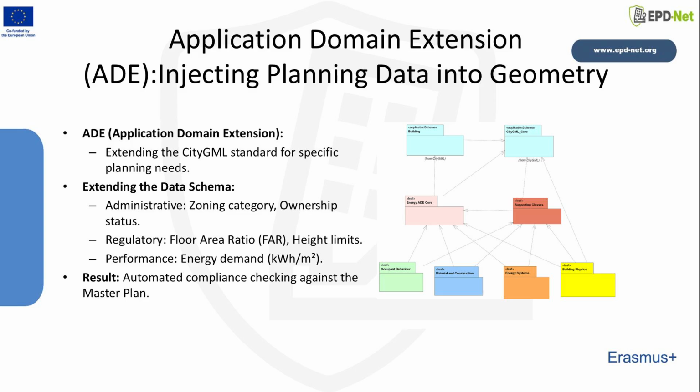CityGML is powerful, but sometimes it doesn't have enough fields for specific planning needs. This is where ADE, or Application Domain Extension, comes in. ADE is a feature that allows us to inject non-visual, administrative data directly into the 3D geometry of the twin. As shown in this figure from Aguduro et al., the ADE works by attaching specific data modules, like energy demand or occupancy, directly to the building objects.